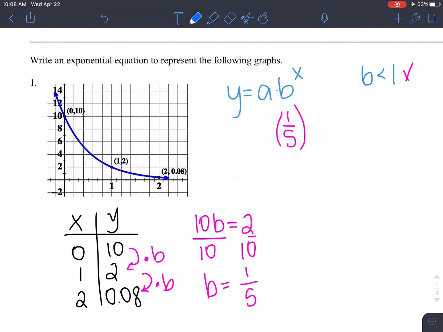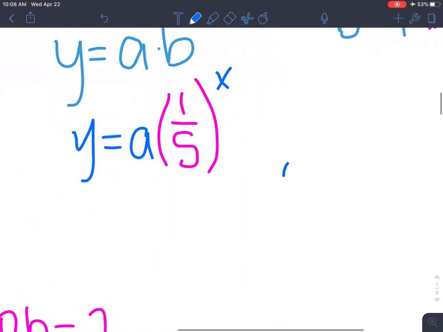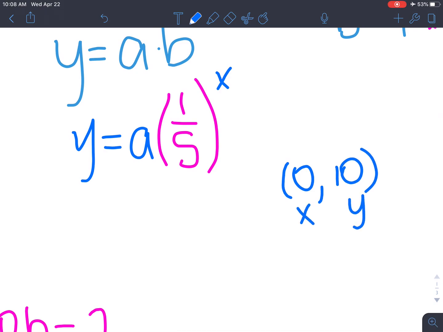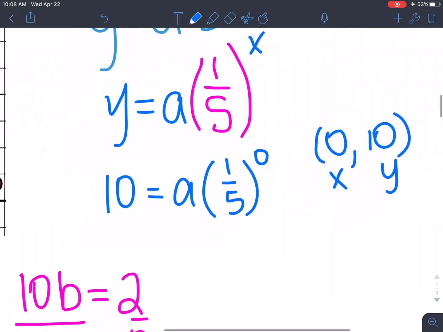So I'm going to substitute that in. And then just like our other one, when I'm trying to find my a value, I'm going to choose a point. And for this one, I'm going to stick with 0, 10. Remember, it doesn't matter which one you do. So 0, 10. My x is 0 and my y is 10, so I'm going to substitute those in to solve. Okay, I also remember from my exponential properties that anything to the power of 0 is a 1. So I have 1 times a, which means a equals 10.